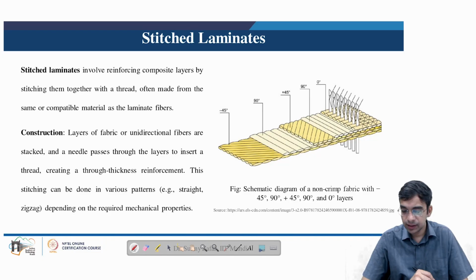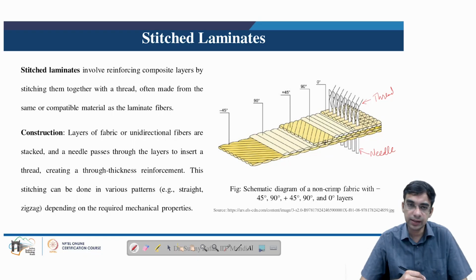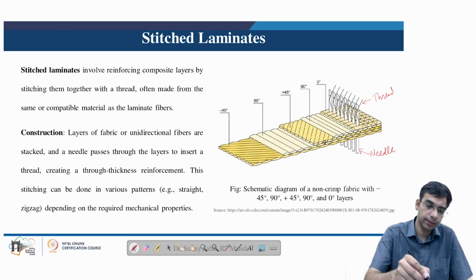Here we can see the schematic of a non-crimp fabric with various layers of reinforcement aligned in various directions, such as 45 degree, 90 degree, minus 45 degree, and zero layers, and we can see this needle passing through and stitching these various laminates of reinforcement in various directions together using this thread. This thread can be made up of the same material of which the fibers are made, to enhance the overall performance of the stitched laminate.